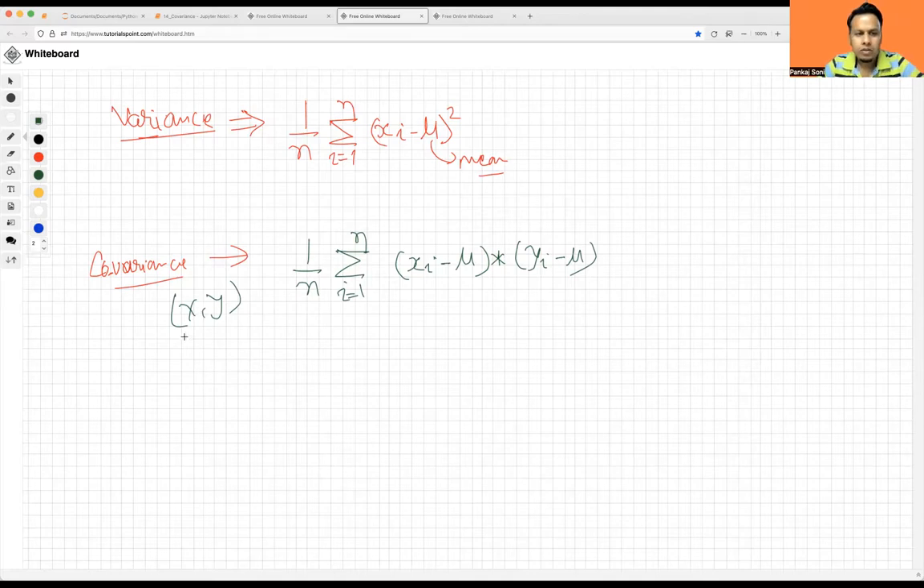We would like to see the relationship between x and y: when x goes high, what is my y response? Is it going up or down? This formula will tell. When x is going high, what is the response of y? When x is going down, what is the response of y?